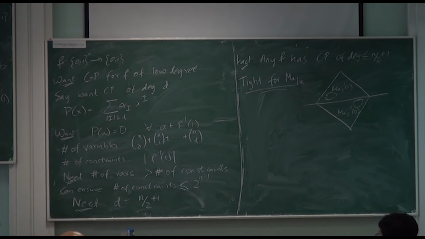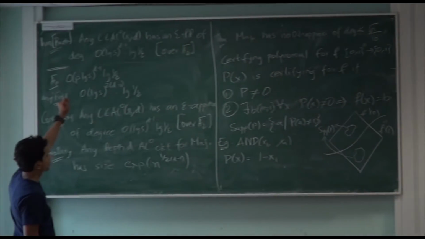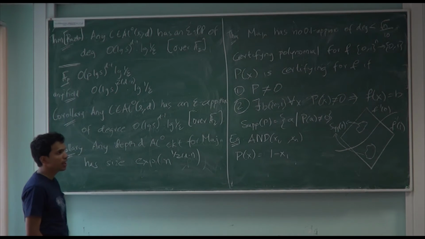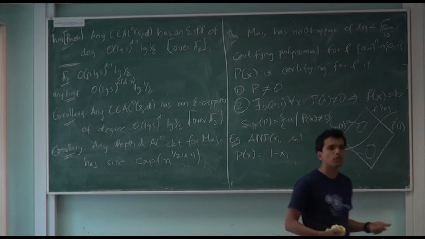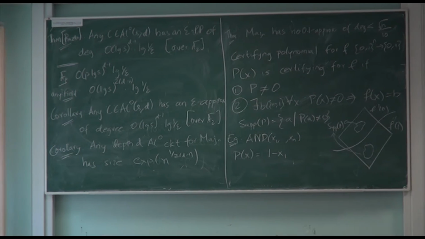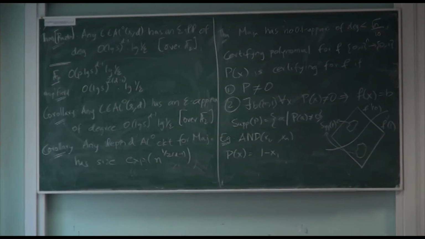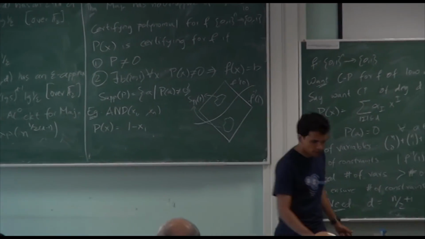All right, so back to our lower bound. So what are we going to do? We're going to use this approximation that was guaranteed to us by Razborov's theorem and use it to construct a low degree certifying polynomial for the majority function. Once we do that, we'll have a contradiction with the statement here. So let's just do it.